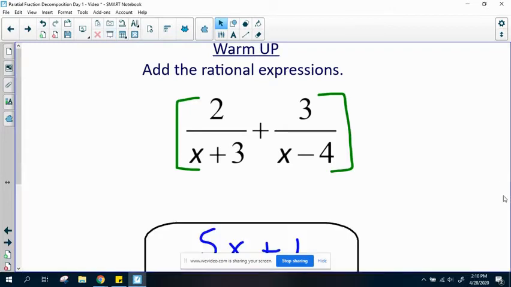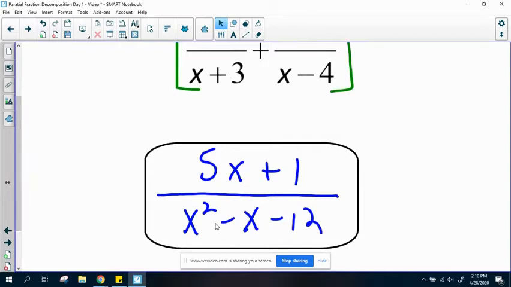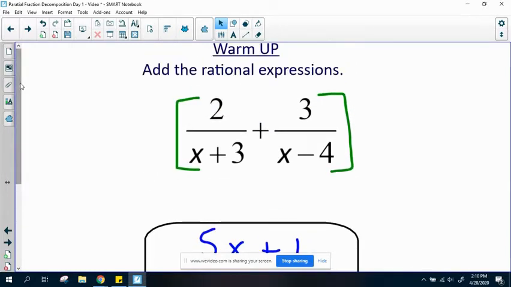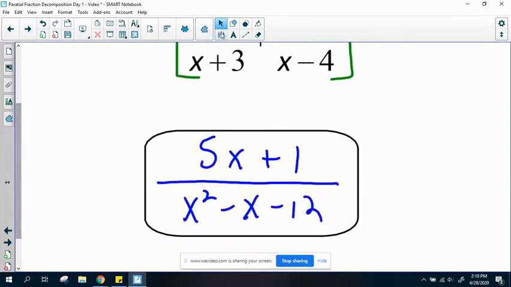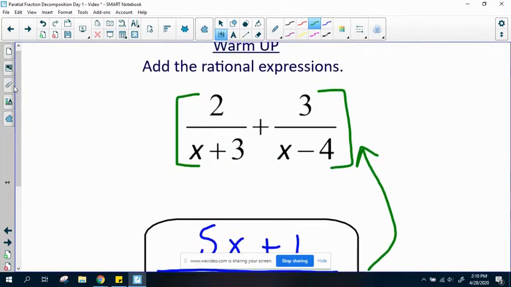And if you were to spend the time doing that, you should end up with 5x plus 1 over x squared minus x minus 12, if you were to actually multiply out x plus 3 and x minus 4. So what partial fraction decomposition is instead, we are going to give you this 5x plus 1 over some quadratic, and your job is to come up with what it was before it got simplified. So it's breaking it into its partial fractions, hence the name. So you're decomposing it from its simplest form back to its fractions.